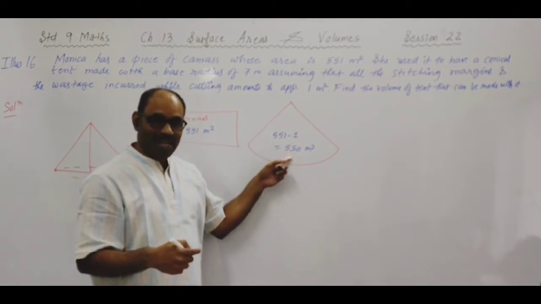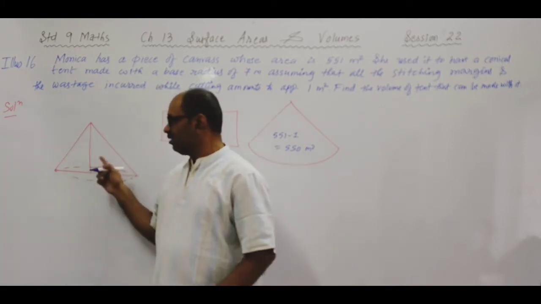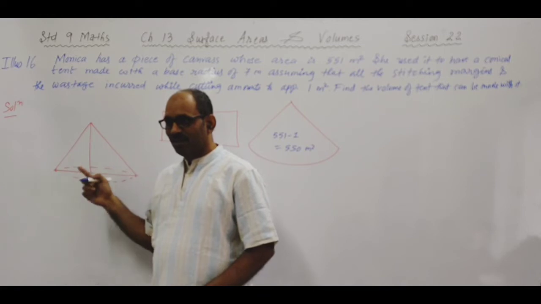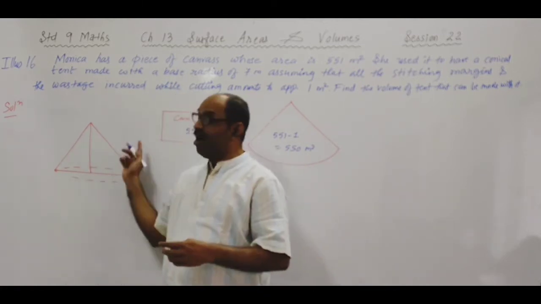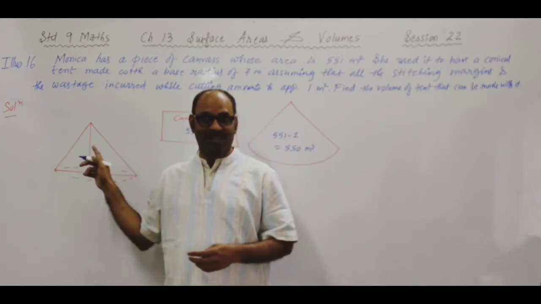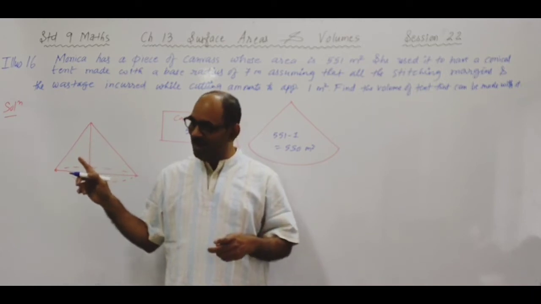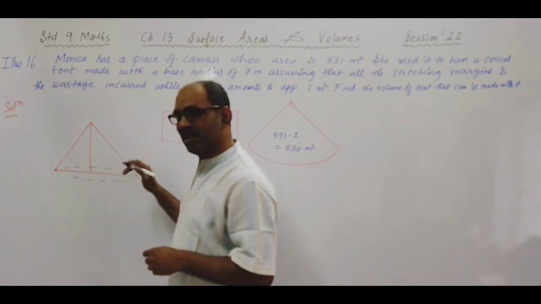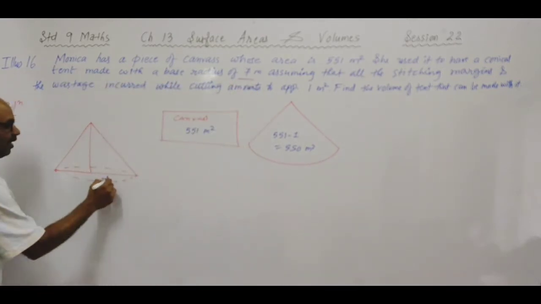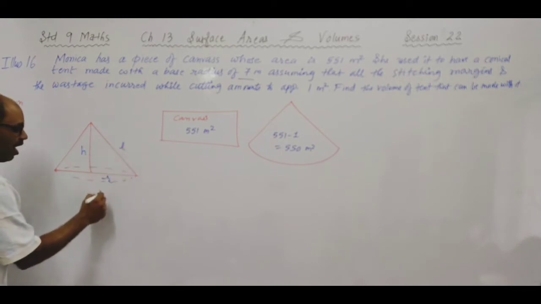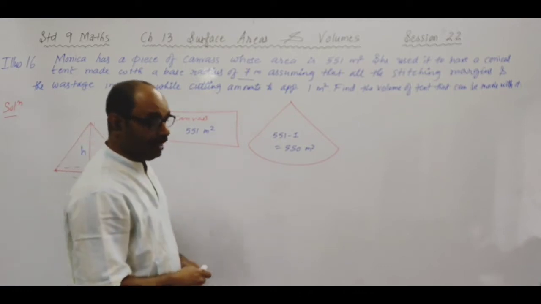And now this piece of canvas after stitching is transformed into a cone. So whatever this area is, it is the curved surface area of the tent. I hope you have understood. Now the base radius of the tent is given. How much is the base radius? 7 meters. So here I'll write radius r, height h and slant height l. R is equal to 7. ठीक है? अब हमारा टारगेट क्या है?